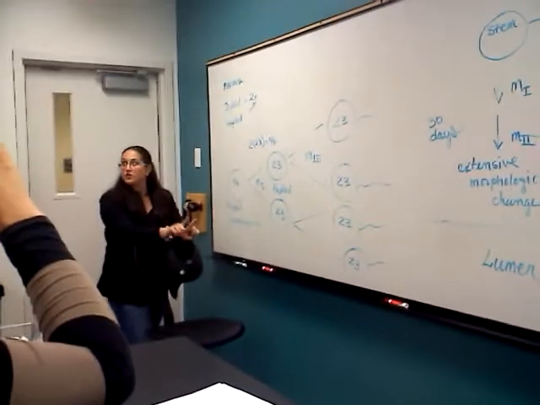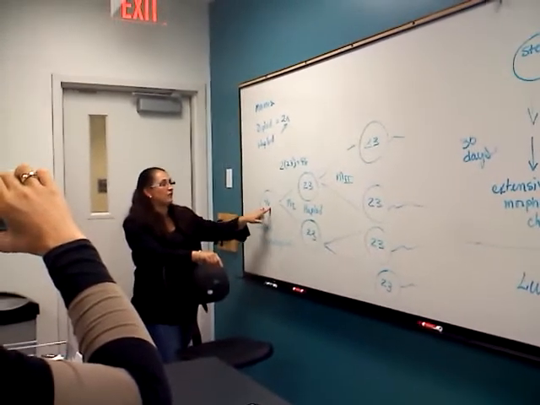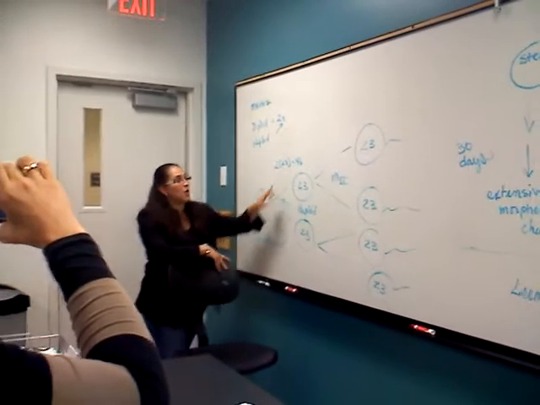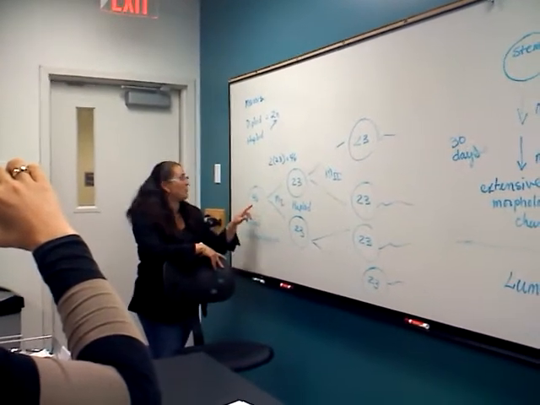So that's why we have the 23 pairs. So we have the 46. In meiosis 1, then, we're going to split that in half. Okay, so we've doubled it.